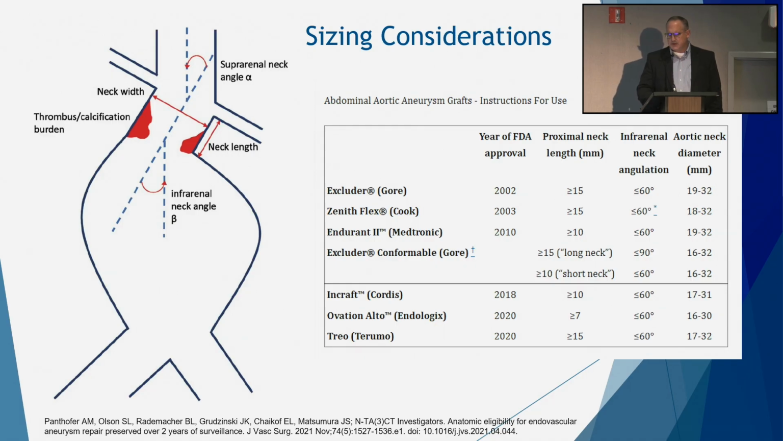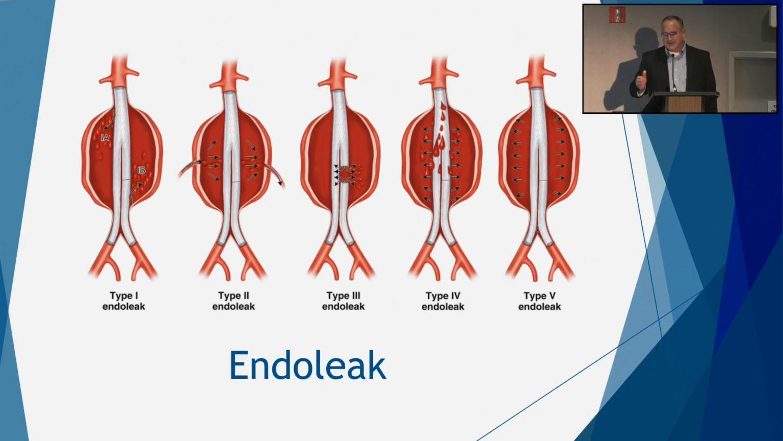We also look at not only neck length, we look at the angle of the neck. So here you can see how we calculate infrarenal neck angle, and for the majority of the devices that we use, the angle needs to be less than 60 degrees. And this is to avoid endoleak.